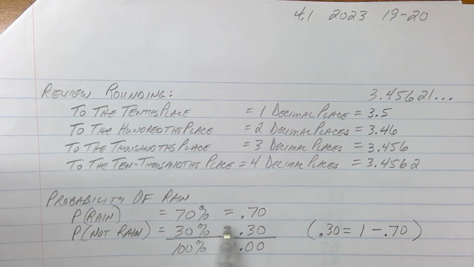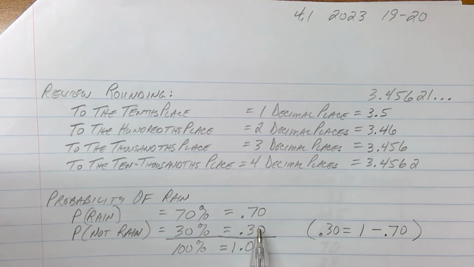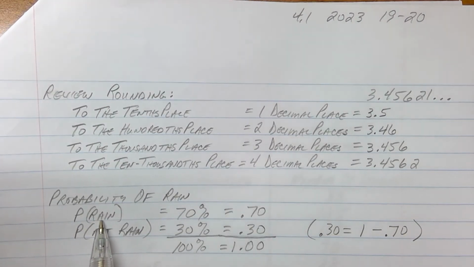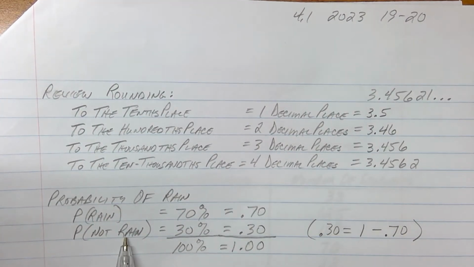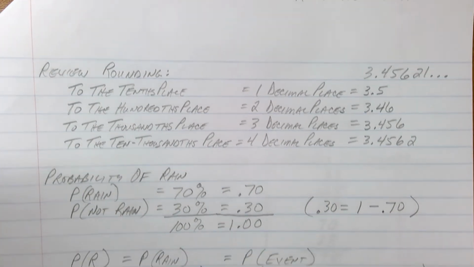We kind of did that in our head, but when the numbers get trickier and you want to find the complement, just take the probability away from 100, away from 1, and that'll give you the probability of the complement. So this is the event, and this is the complement of the event. It either does or it doesn't. It is or it is not.